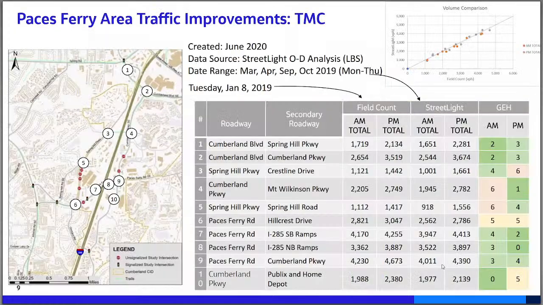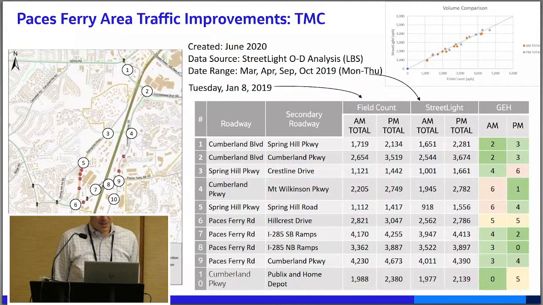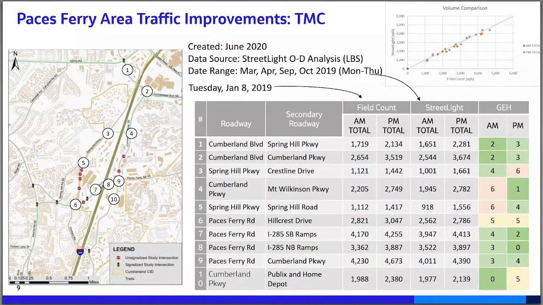Yes, this one was actually my first experience with StreetLight, and it was in 2020, so there was a lot going on then, and there's definitely a big need for me to find a way to get some additional traffic data. So this project here, we were looking at the Paces Ferry interchange area, sort of all the roads around the interchange, really. On the map to the left, we had some existing data counts, numbered 1 through 10 there. But we really needed to fill in a lot of gaps.